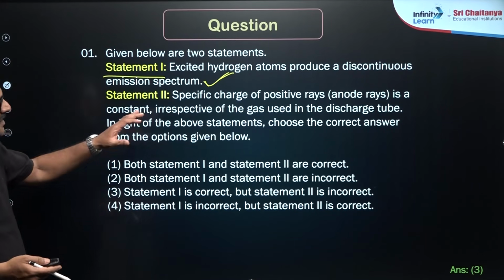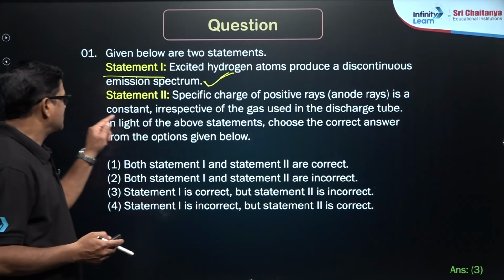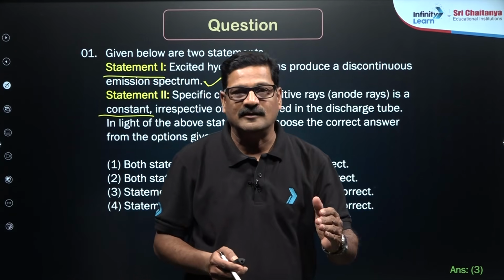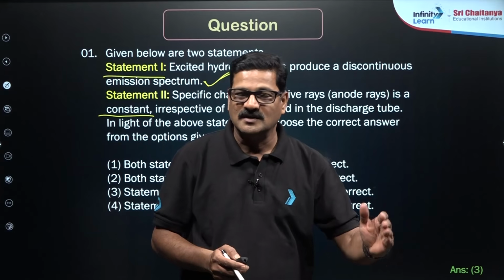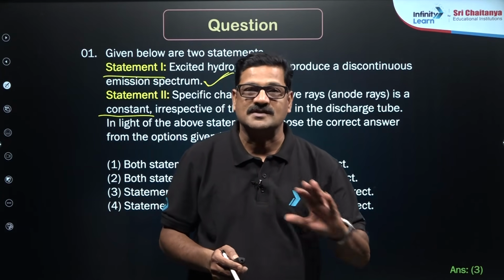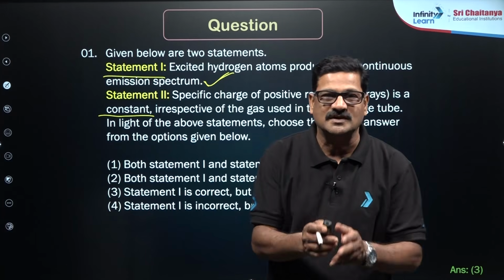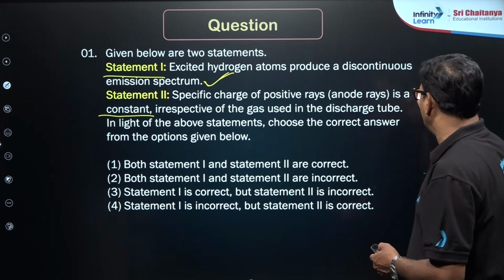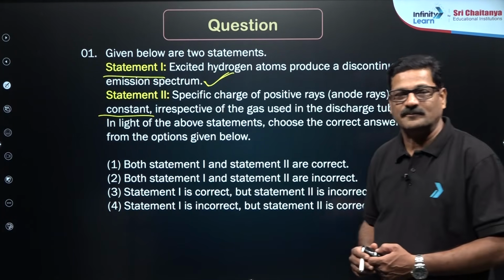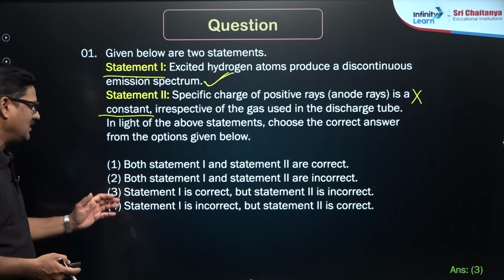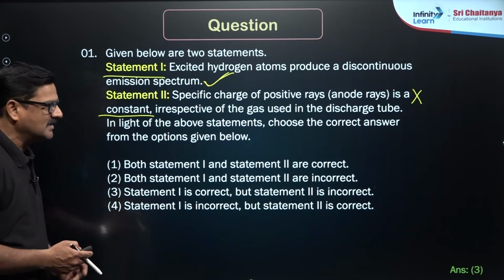While statement 2 says the specific charge of positive rays is constant. Specific charge e by m value is constant for electrons, but e by m value is not constant for anode rays. It depends on the gas that we use in the discharge tube. Therefore, statement 2 is wrong. So based on this, statement 1 is true and statement 2 is incorrect.